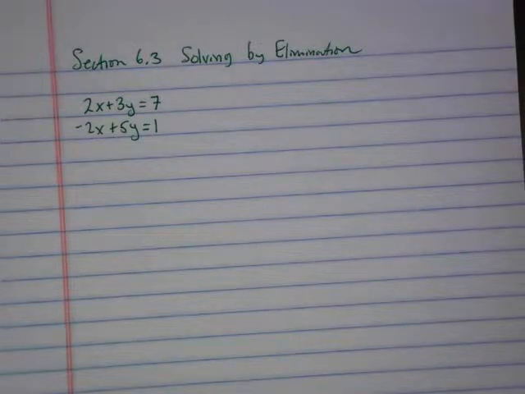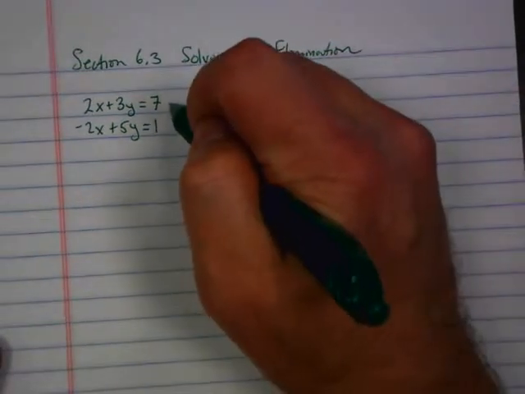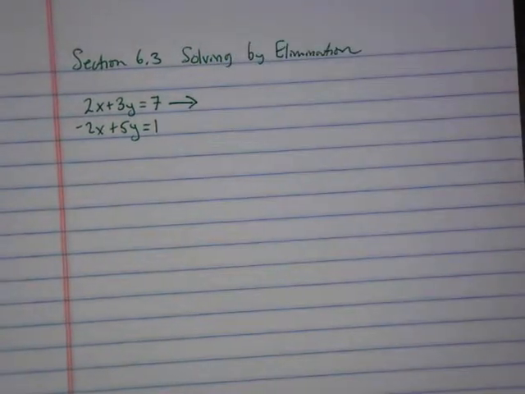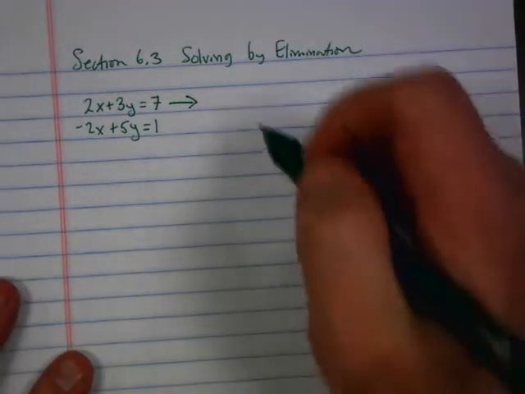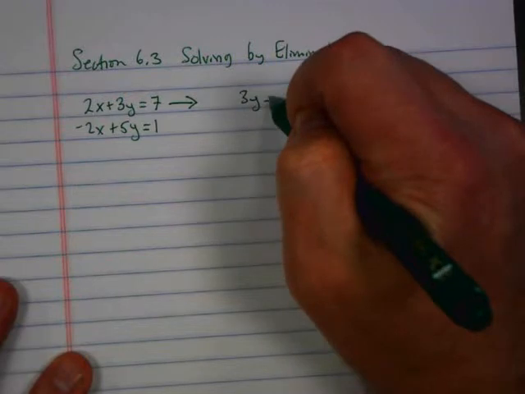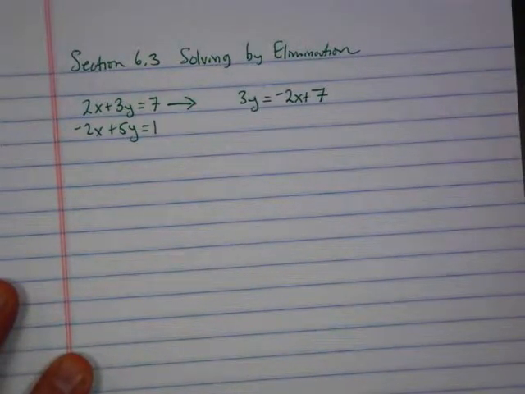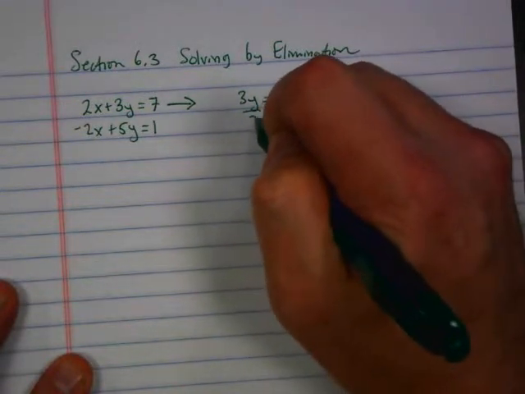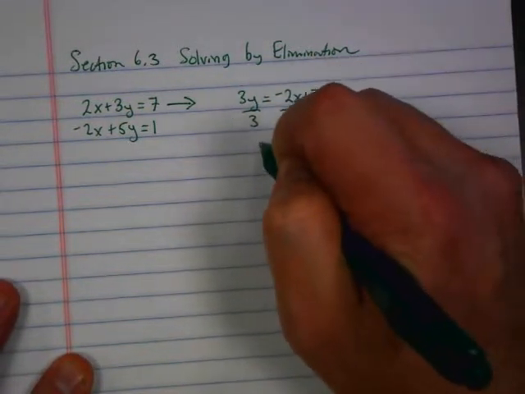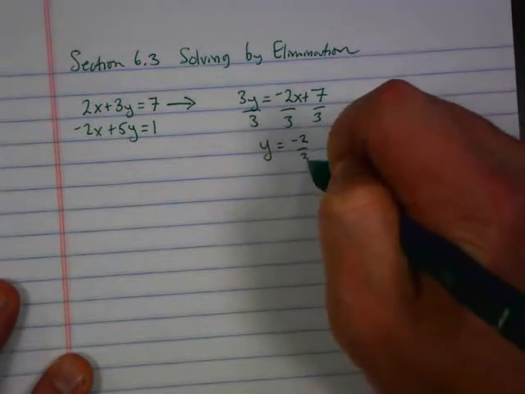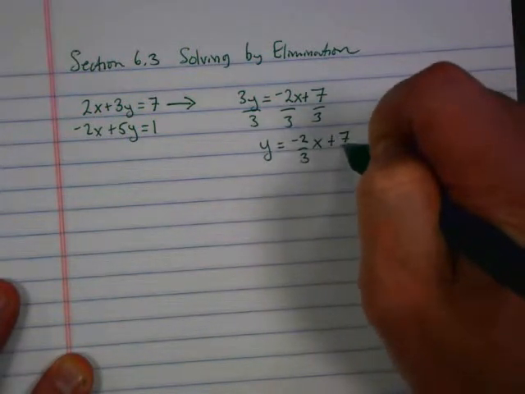There really isn't a good one, is there? Why not? Because no matter what I do, I'm eventually going to have fractions. For example, let's just do it. Let's take this first equation and get the y all by itself. What would you have to do? Subtract 2x. So you would have 3y is minus 2x plus 7. And then divide by 3 everywhere. y is minus 2/3 x plus 7/3.